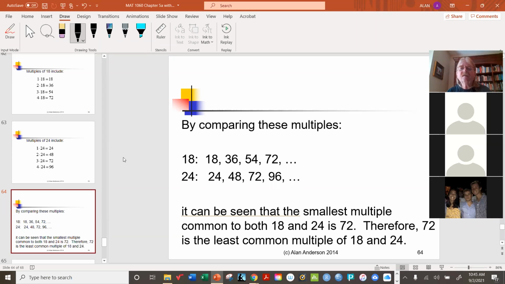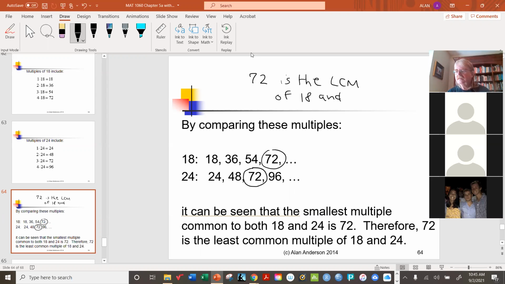And you can clearly see here that they stop at 72. In other words, 72 is the smallest multiple that they both have in common. There are other multiples they have in common, but this is the smallest one. And so therefore we say that 72 is the least common multiple of 18 and 24. And that's all there is to it.